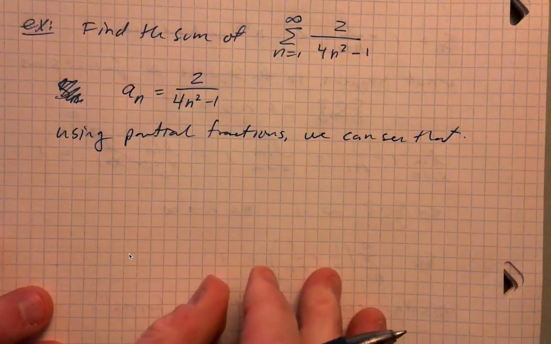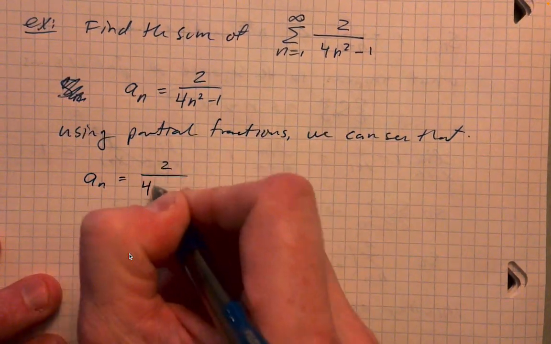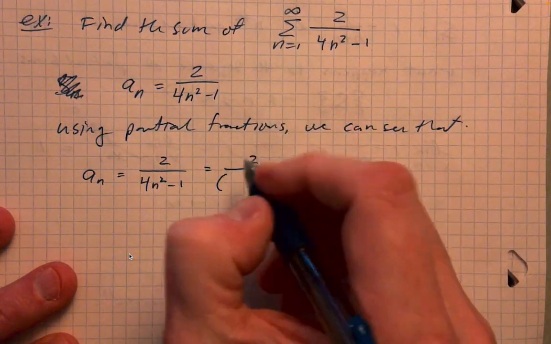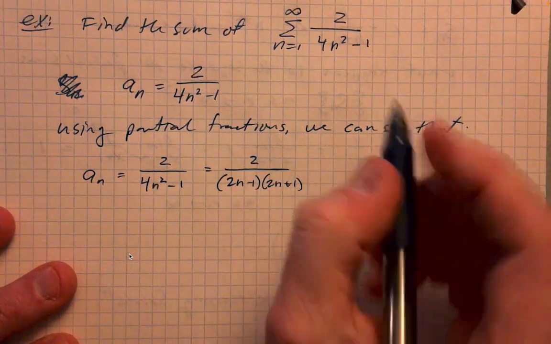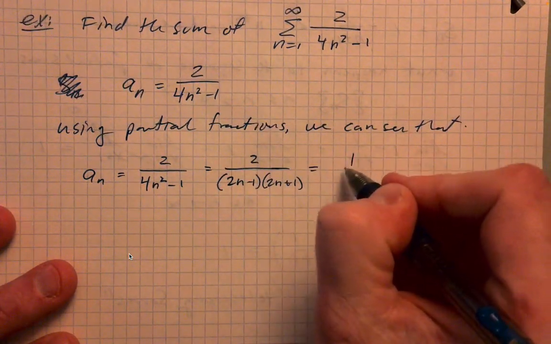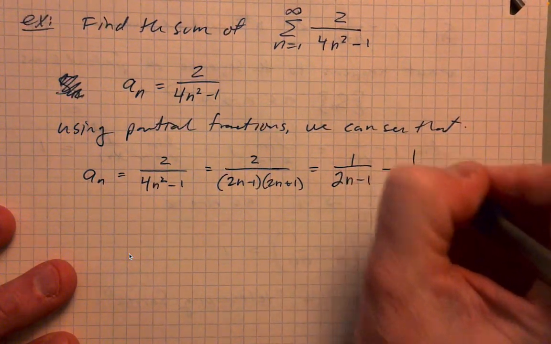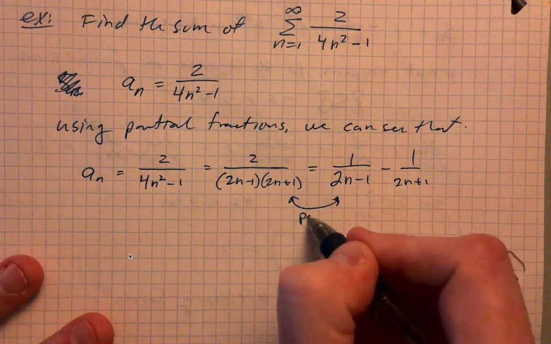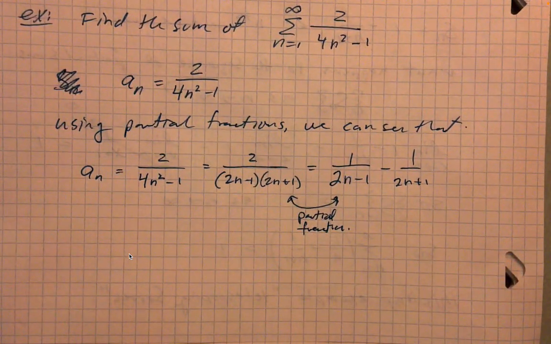Using partial fraction decomposition, we can see that a_n equals 2 over 4n squared minus 1, which factors as 2n minus 1 times 2n plus 1. Then it turns out that partial fraction decomposition gives 1 over 2n minus 1 minus 1 over 2n plus 1. It takes a little work to go from here to here, but we know how to do this.